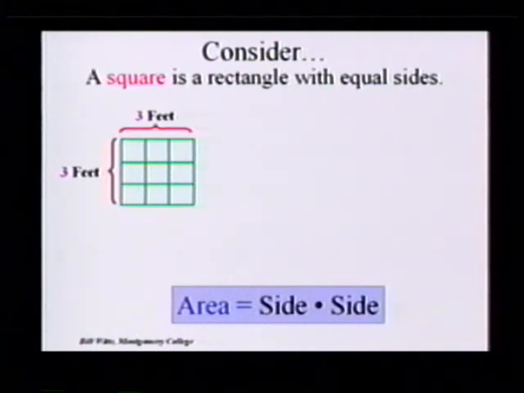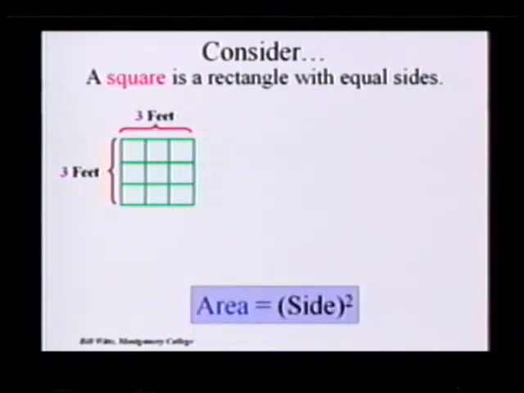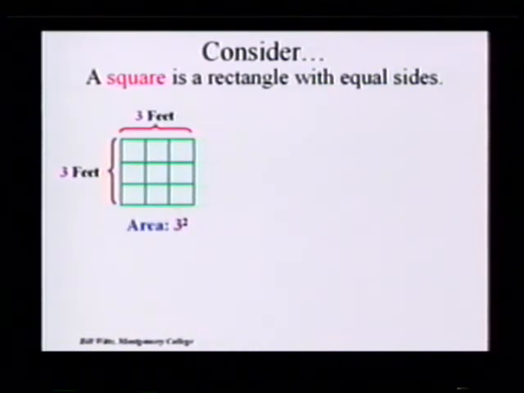since the length is the same as the width, we could go length times length, or width times width, or we're going to call it, in this case, side times side. Cool. Or side, for you Einsteins, side squared. In this case, 3 squared is 9. Now you can see that there's 9 squares, but you can also see that the formula works there.